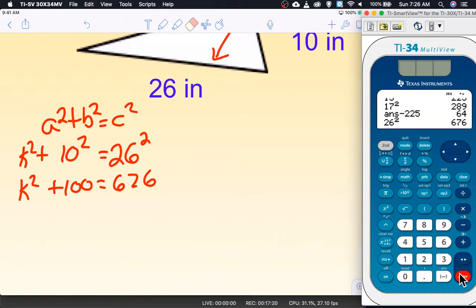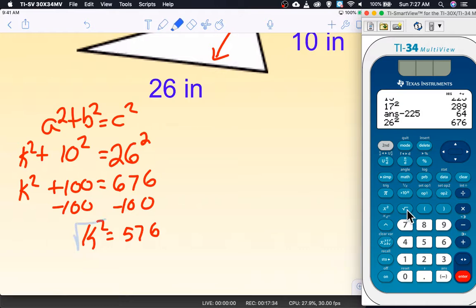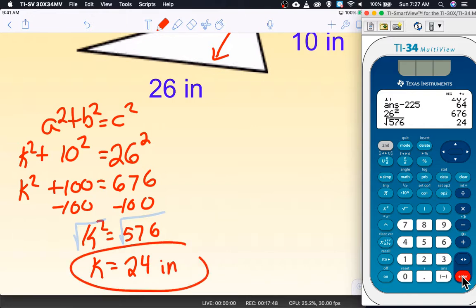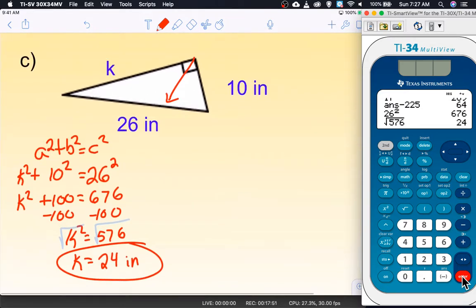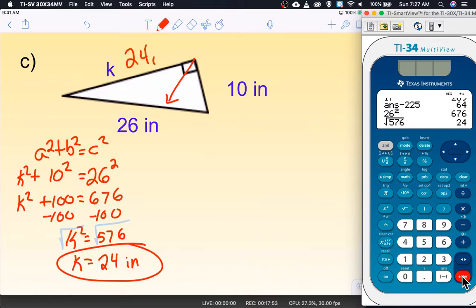676. That's a 7. I subtract 100 on both sides. I get K squared is 576. And then I'm going to square root to get the K by itself. And I get K, well, the square root of 576 is 24 inches. And I write it back up here, 24 inches, and it looks good.